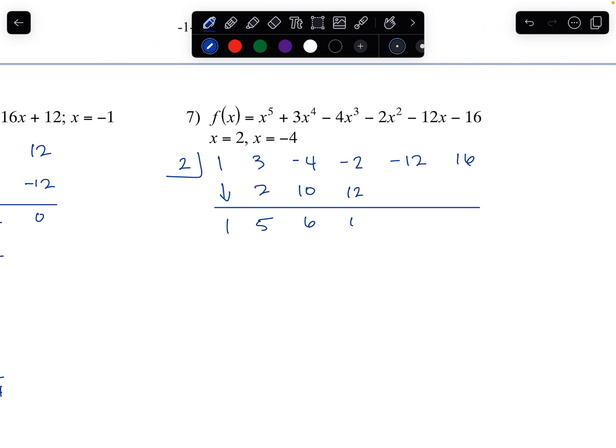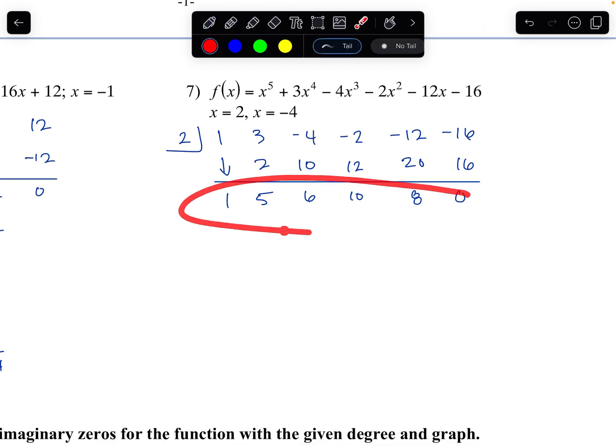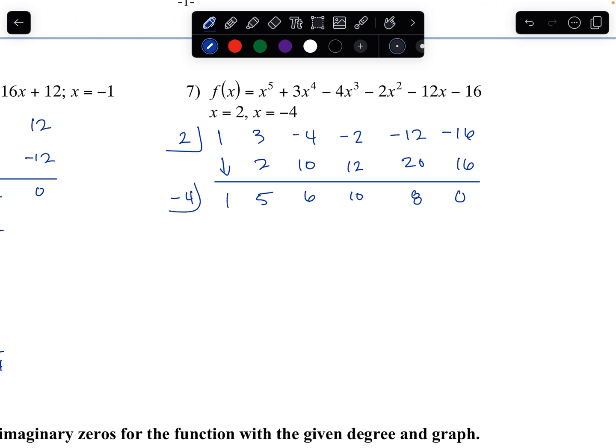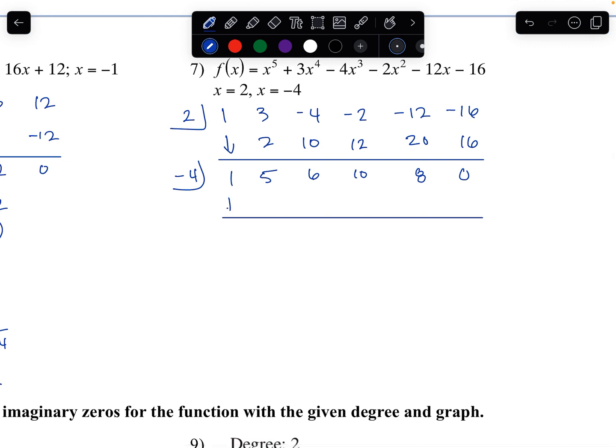That's going to give me 12, 10, 20. That's going to be 8, 16. That's negative 16, 0. Okay, now before I write out a polynomial, I'm going to use negative 4. It doesn't matter in which order that you use these either. So I'm going to divide again with negative 4, so drop the 1, that's negative 4, that's 1, negative 4, 2, negative 8, that's going to reduce to be 2, negative 8, 0.